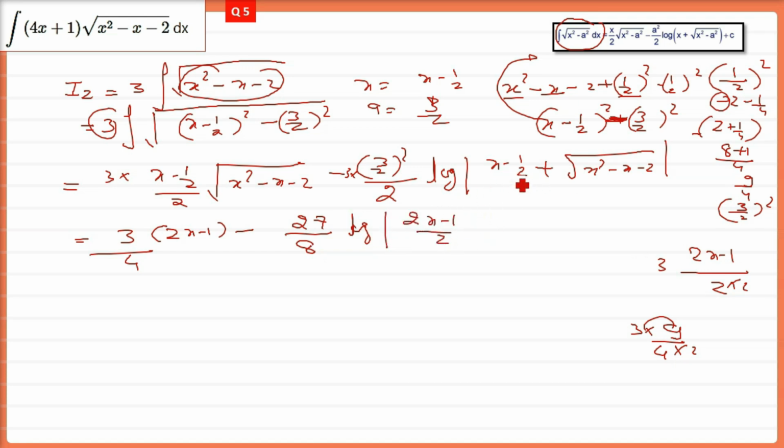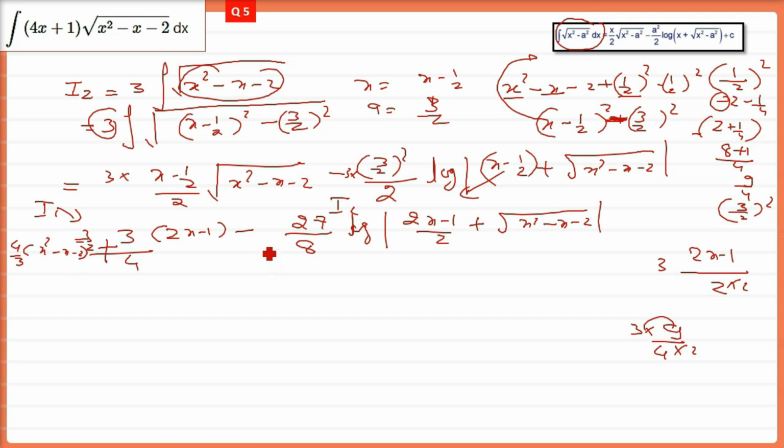Now coming to the second part, which is 27 by 8 log 2x minus 1 by 2. You can just keep it like x minus half only. It doesn't matter. Under root x square minus x minus 2 in modulus. Now I'm just adding I1 here. Please remember that I just missed under root x square minus x minus 2 in this term, 3 by 4 into 2x minus 1. So assume that it is multiplied by under root x square minus x minus 2. Now I am including 4 by 3 x square minus x minus 2 to the power 3 by 2, which is the first term, which is I1.